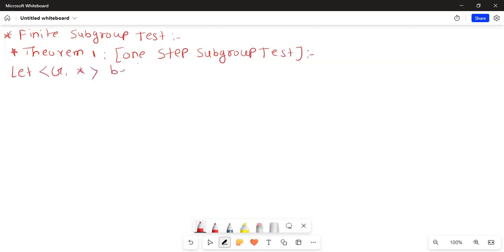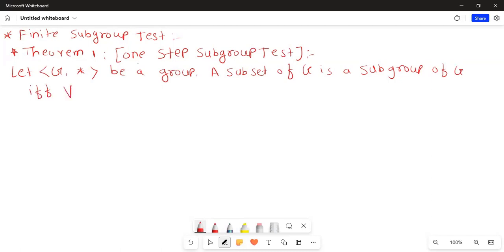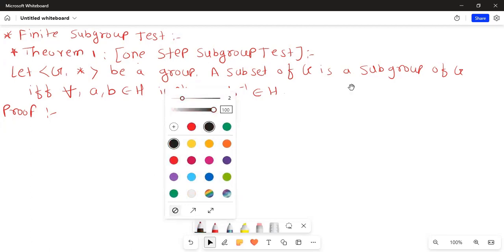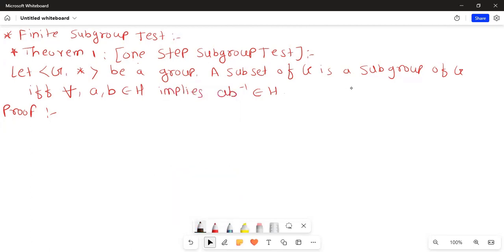G star be a group, a subset H of G is a subgroup of G if and only if for every a, b belongs to H implies a·b inverse belongs to H. तो प्रूफ देखो, थ्योरम देखो क्या है, लेट G star be a group, a subset H of G is a subgroup of G if and only if for every a, b belongs to H implies a·b inverse belongs to H.